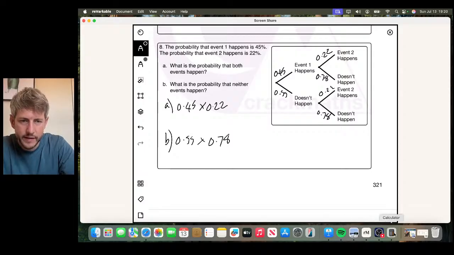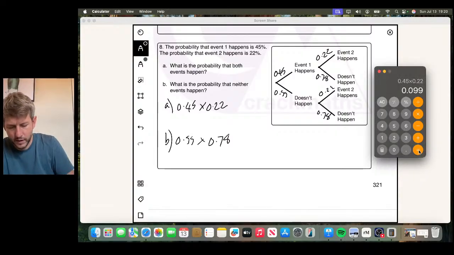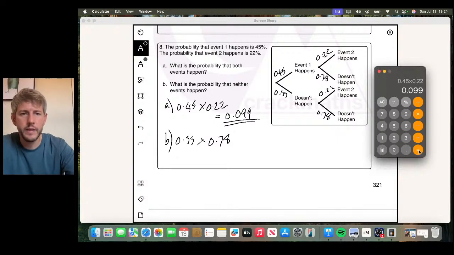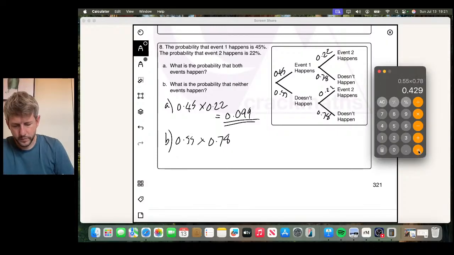Let's do this on the calculator. So here we go. Oh, interesting. Okay, there we go. So that equals 0.099. And then 0.55 times 0.78 equals 0.429.